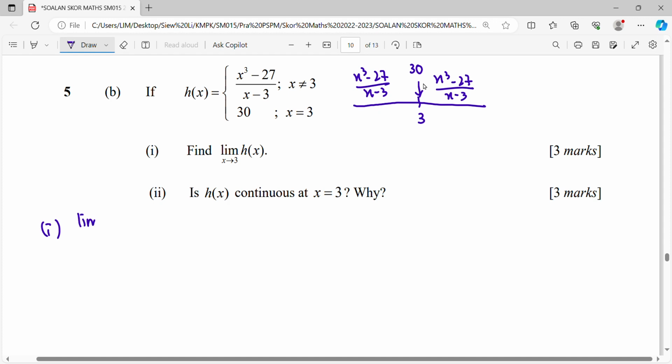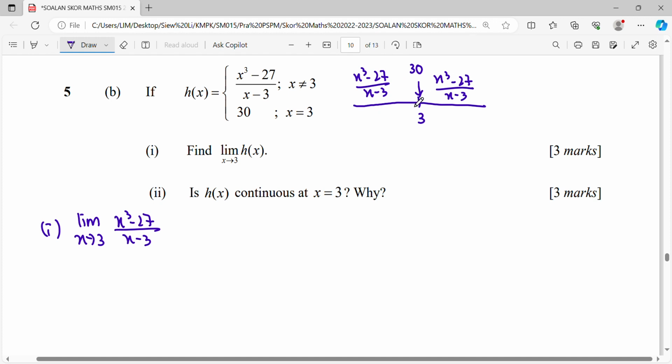For the first question, when x approaches 3 of this function h(x), what is the value? We have to identify what the function h(x) is when x approaches 3. When you get near to the value of 3, not exactly 3, your function will be (x cubed minus 27) over (x minus 3).